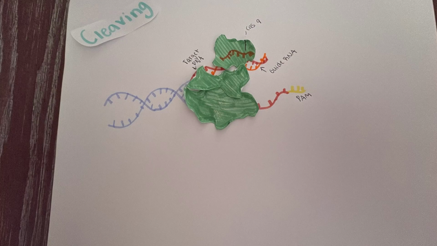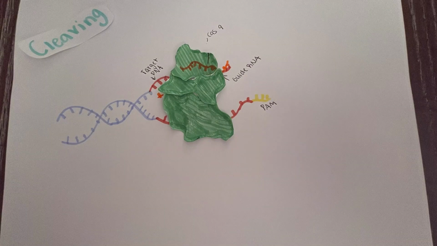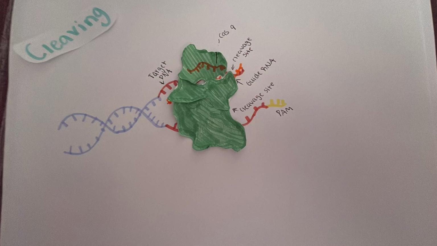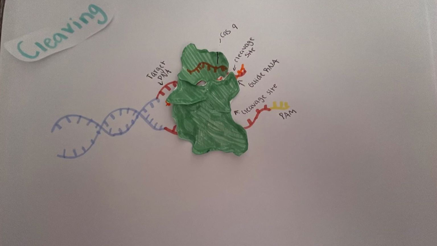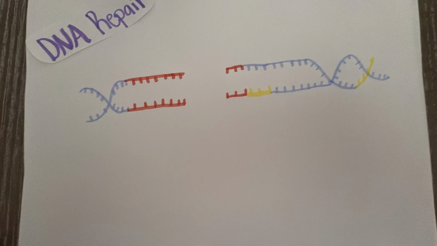Cleaving. After binding the DNA, RNA pairing will trigger the Cas9 to change its 3-dimensional structure and will activate its nuclease activity. In order to do this, the Cas9 will split both DNA strands at the site upstream of PAM.